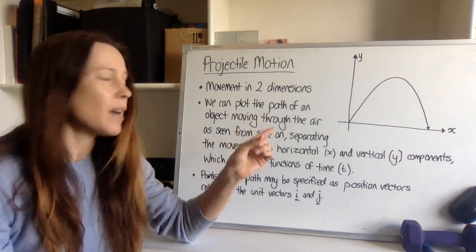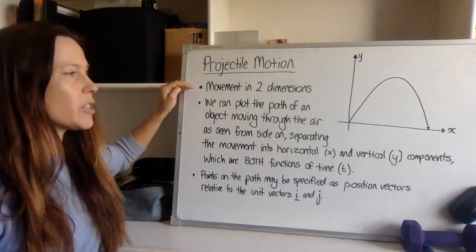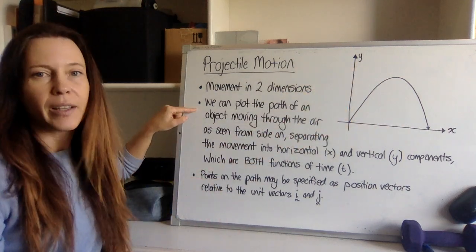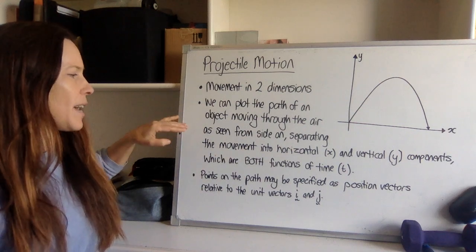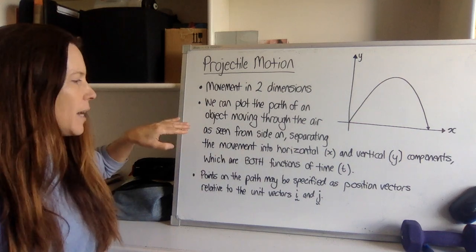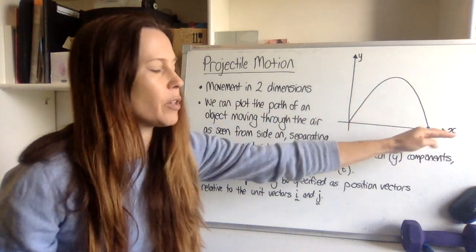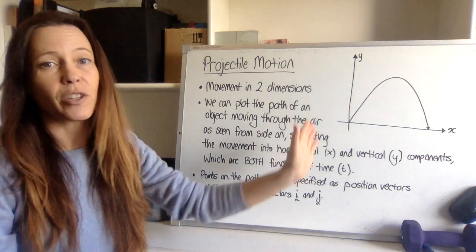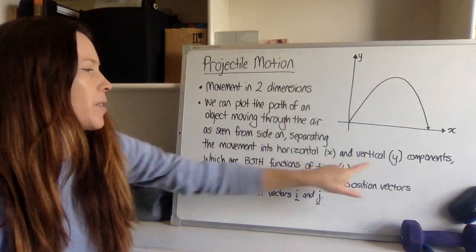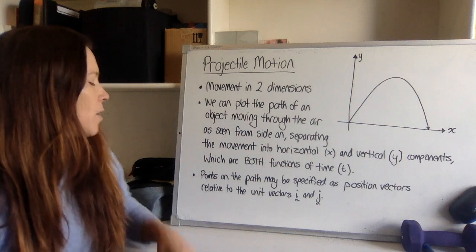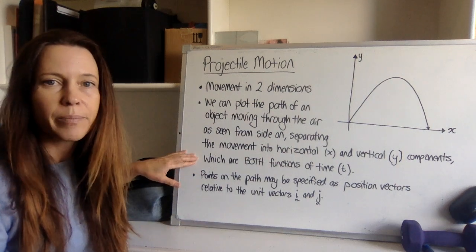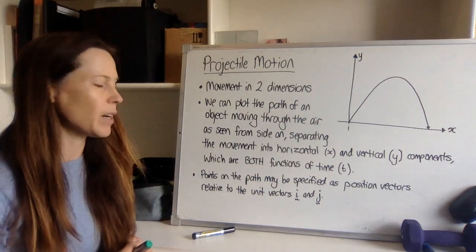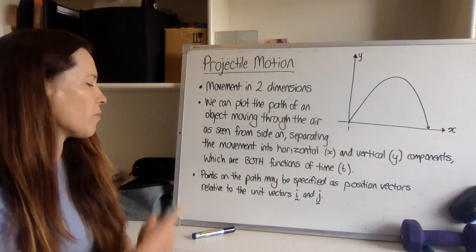In this case, we have got movement in 2 dimensions, and so we can plot it on an x and a y axis, where we are actually plotting the path of an object moving through the air as we would see it from side on. Now, we're separating the movement into horizontal components, or how much it's moving forward, and vertical components, as in how much it's moving up or down. And so they're represented by x and y, which are both functions of time, which is t.